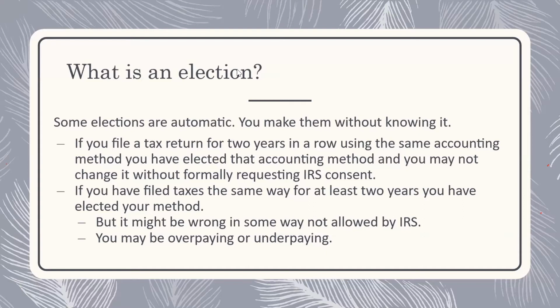Like, okay, this is why we never, ever, ever want to have clients that need to ask for permission. All right. So there you go. If you file for 2 years, you've elected your method, but it may be wrong in some ways, not allowed by the IRS. So just because they haven't granted you permission to change doesn't mean they're not going to make you change. Understand the difference, right? They might make you change. And you may be overpaying taxes, which isn't good for you, or you may be underpaying, which is why they would make you change. Right?